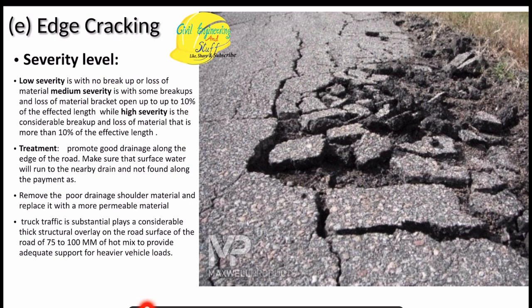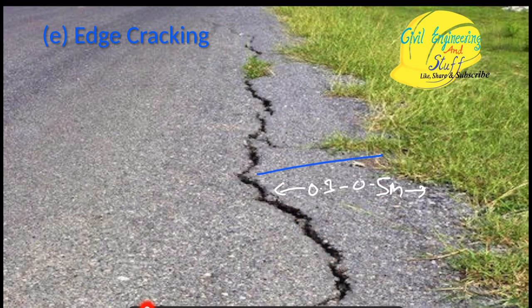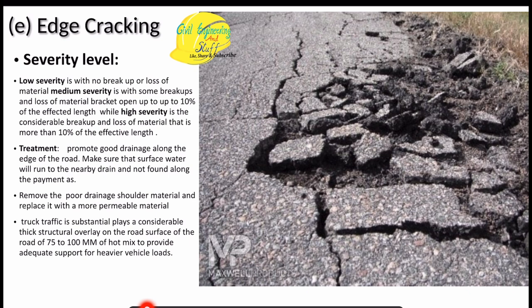Now talking about the severity level, you can very well see this is the high severity level, right? And in the image that we have seen here, this will again be towards the extreme high scenario. Talking about the low severity level, when there is no breakup or loss of material, we call it low severity. We can say that the edge cracking is at medium severity if some breakup has happened, like along the length only 10% of the material has broken or come out from the edge. High severity, you can see here everything is broken, more than 10% of the effective length. If that is broken, then we say it's high severity.